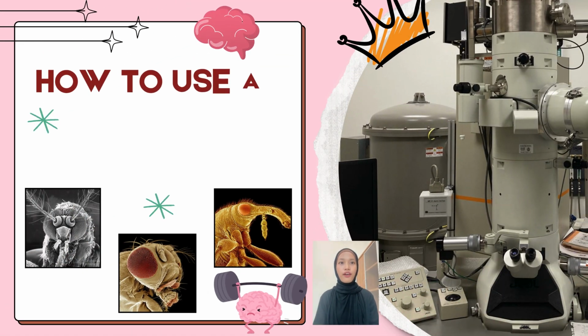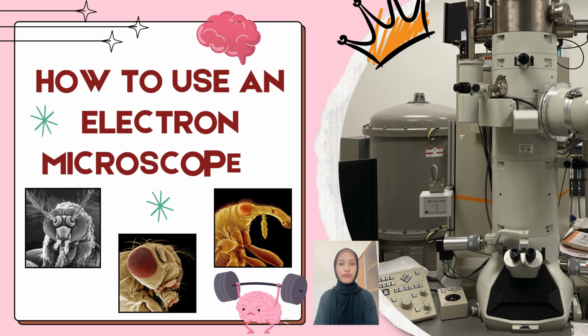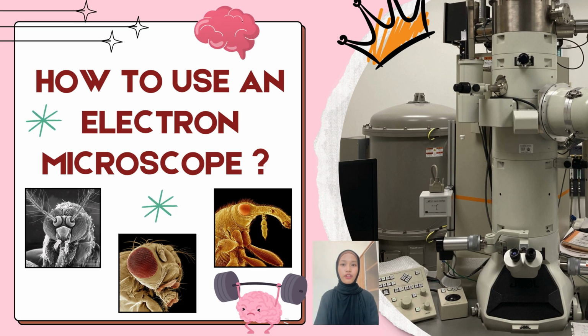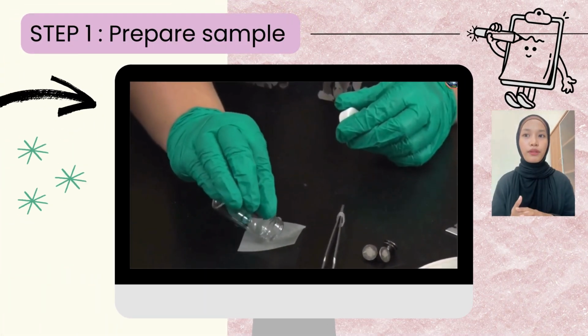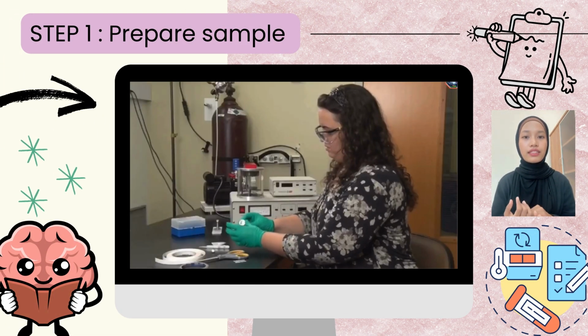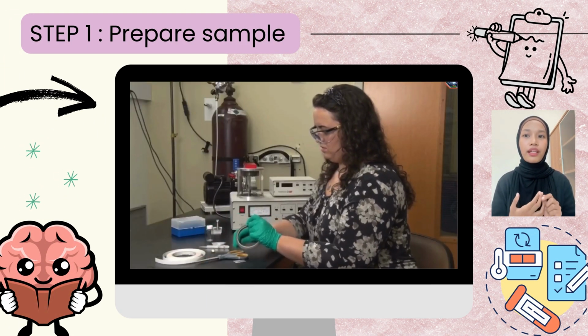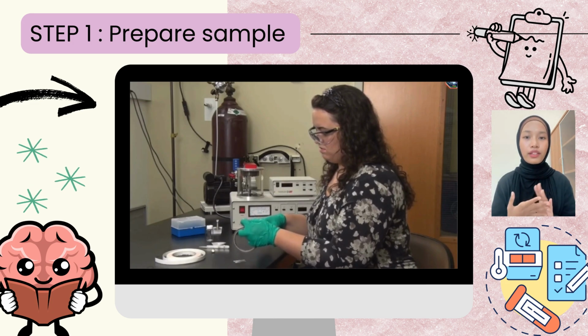Now that we have explored the power and future of electron microscopes, let's take a step back and look at how these amazing machines are actually used. Because for your information, no matter how advanced the technology is, the result still depends on how we prepare the sample. First, we need to prepare the sample, and this is a very important step. The sample must be completely clean and dry.